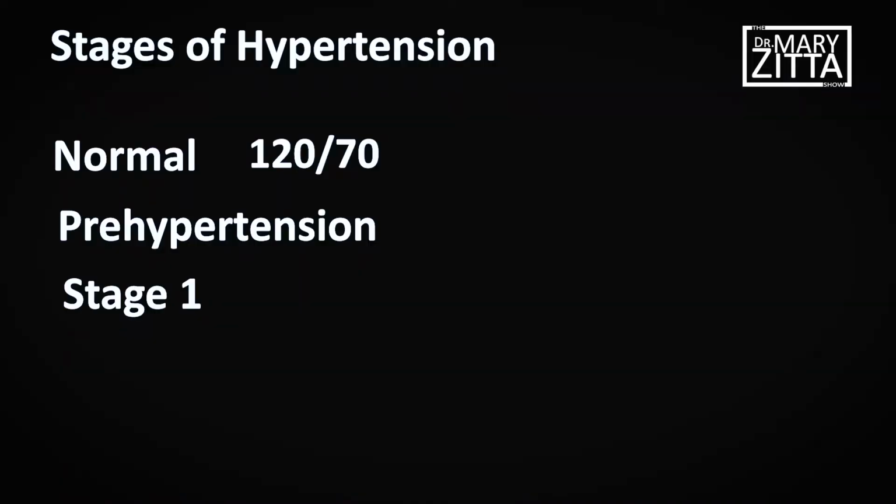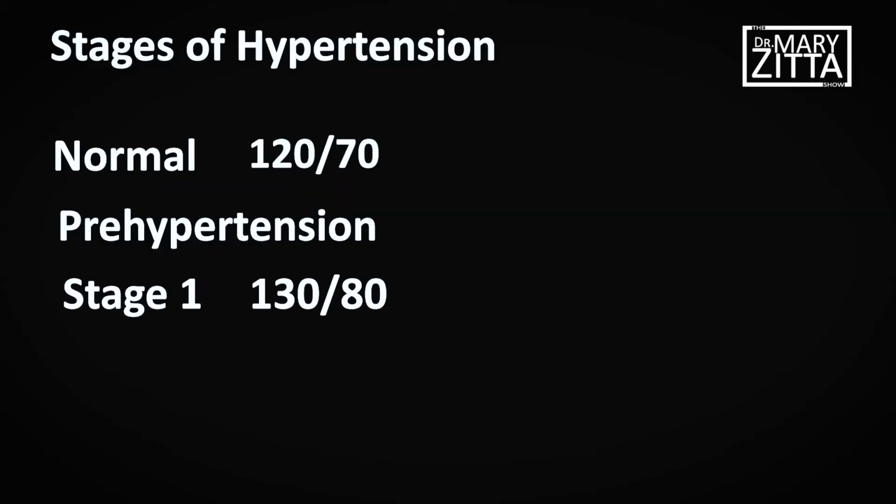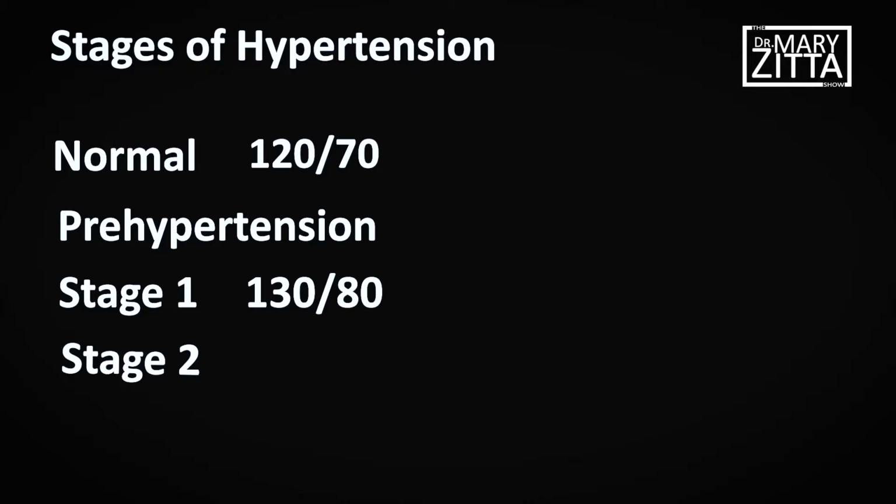Now, when you look at stage 1, that's the third stage down, right? Stage 1 is really 130 over 80. When you are around that range, 130 over 80, that's the third stage, which is stage 1, and that's moderate hypertension. Then when you have stage 2, which is really the fourth stage, it's now categorized as a severe hypertension.